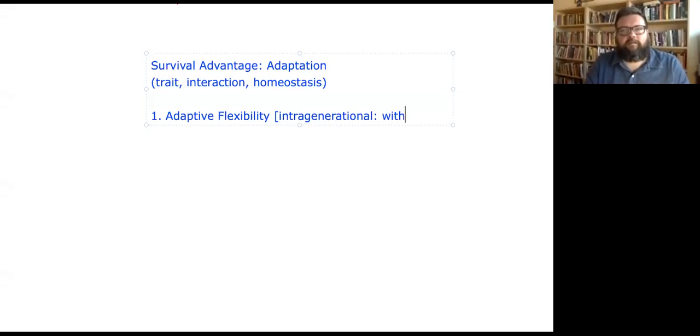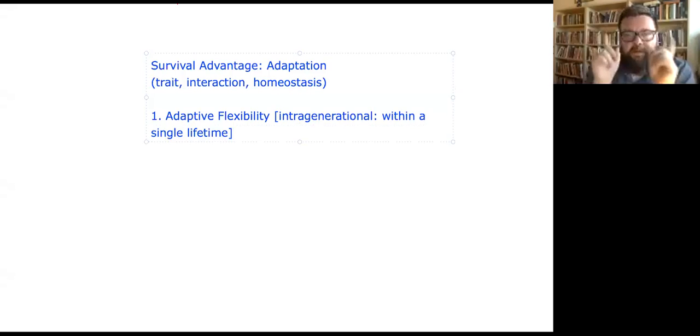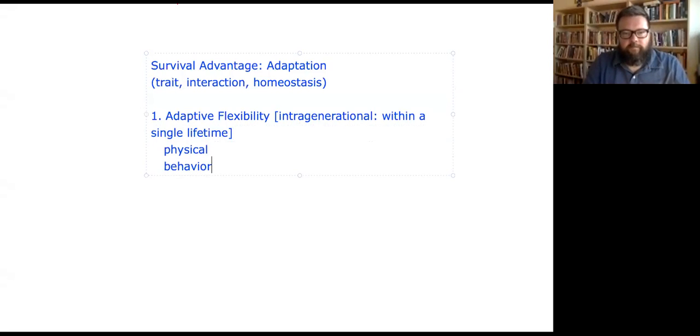What that means is within a single lifetime. Okay, so adaptive flexibility happens within the lifetime of the organism. There are 2 kinds, physical adaptation and behavior. Okay, so physical adaptation is a physical change that happens within the lifetime of the organism. Sometimes the organism has control over it, sometimes not, but it's a physical adaptation.